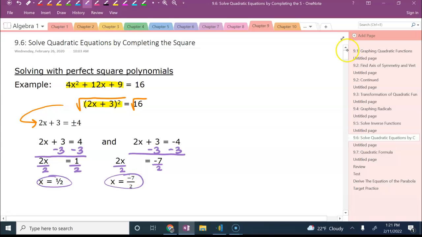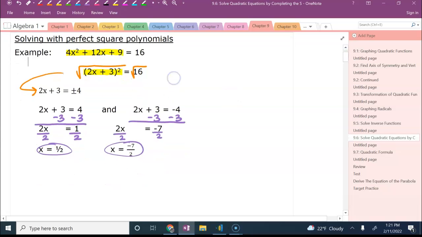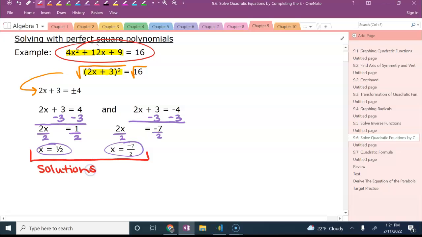So if we were to graph this equation, these 2 points are where it would cross the x-axis. So these are your solutions, or these would be known as your x-intercepts, because that's where it would cross the x-axis.